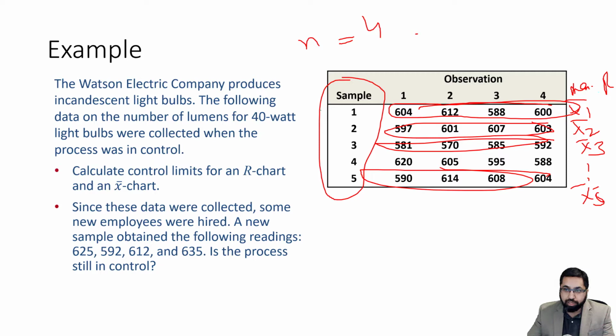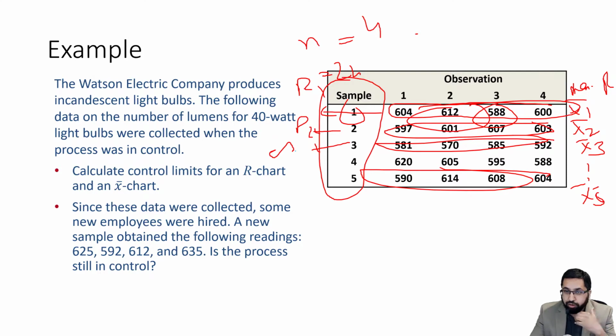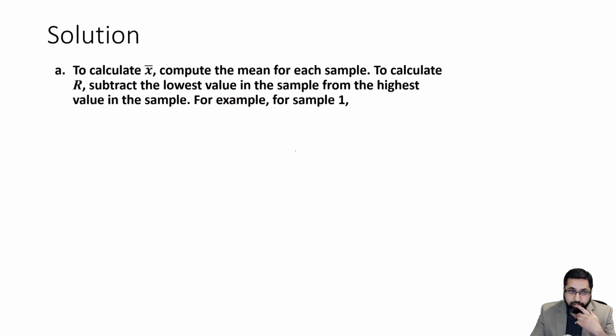And then for each sample, I want to calculate the range. So what's the range of sample 1? The highest value is 612. The lowest value is 588. 612 minus 588 will give me 24. So the range R1 is 24. I'm going to calculate R2, R3, like that, right? And then you're going to find X bar bar and R bar, okay?